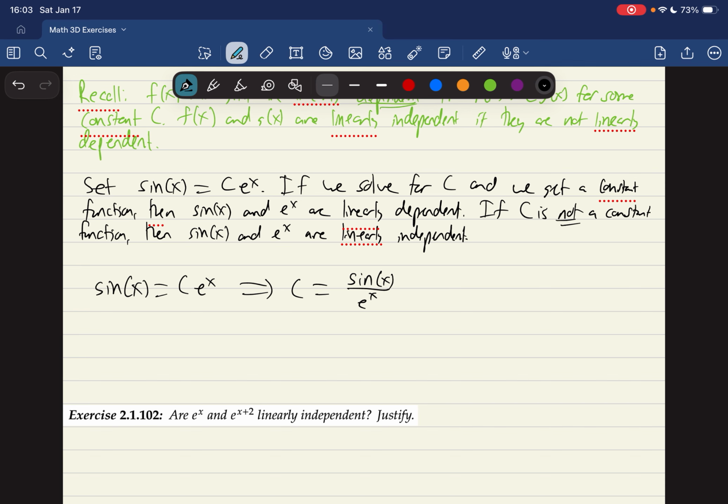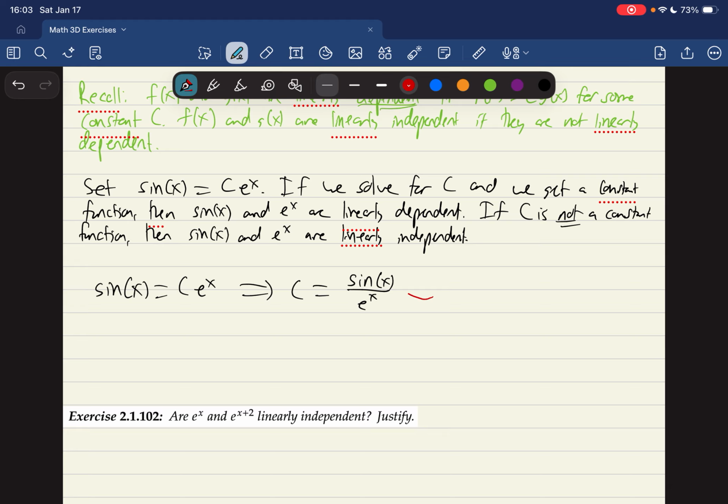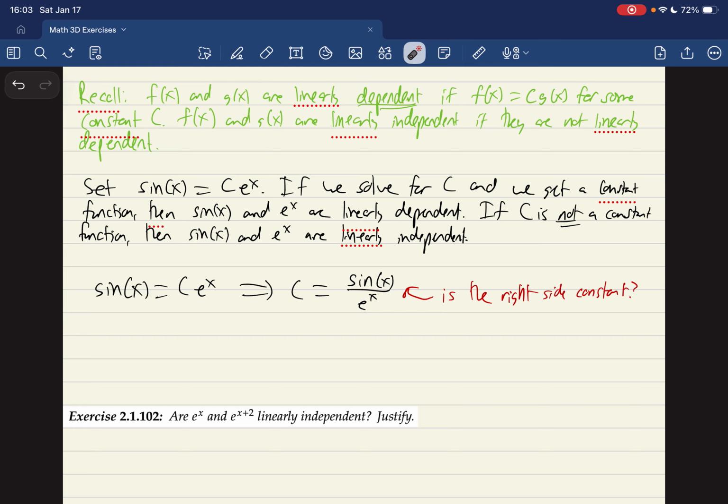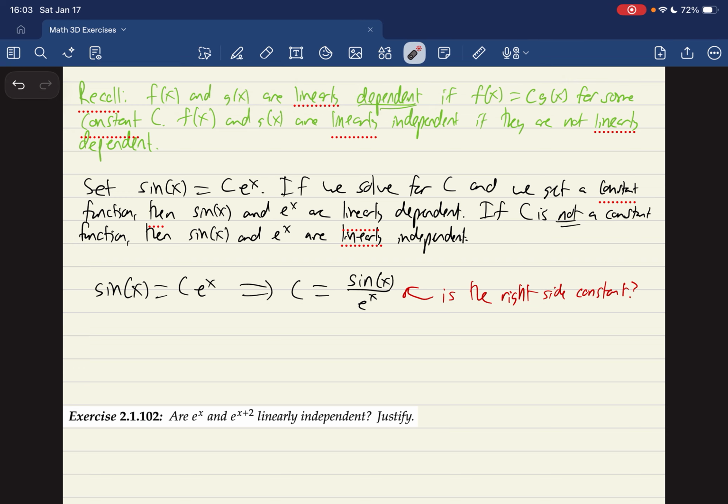Now we have to ask, is the right side constant? And intuitively, some of you might already say, oh, obviously not. You're taking a function, sine, and dividing it by another function, so that shouldn't give us something constant. But what's an airtight way that we could see for ourselves that c is not a constant?